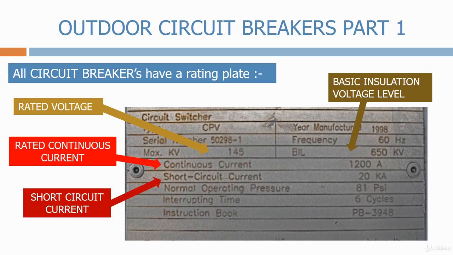Finally, we have the short circuit current level. This is defined by the system requirements. The circuit breaker needs to be able to withstand the full short circuit current level for 1 second, and is also designed to make and break this level of fault current.